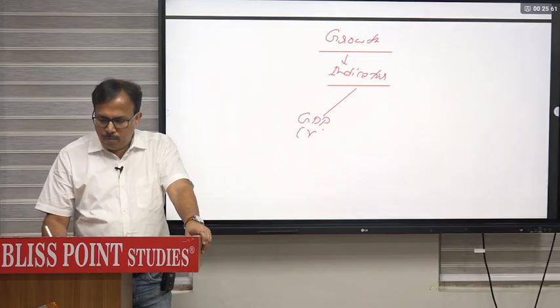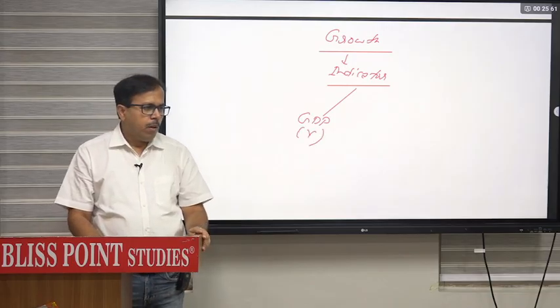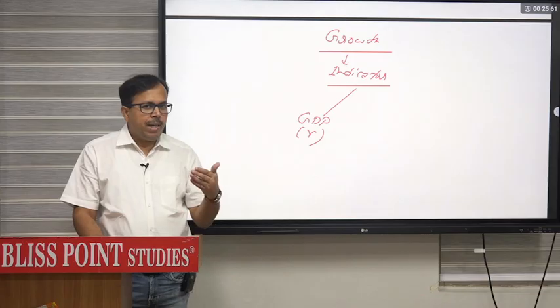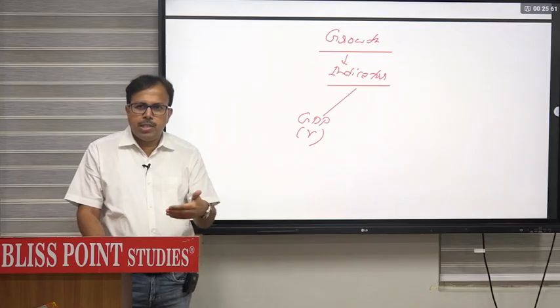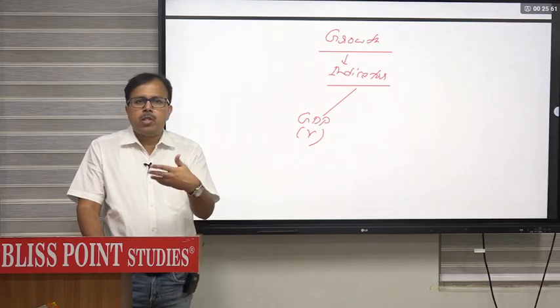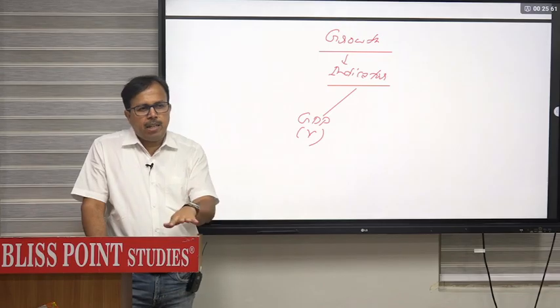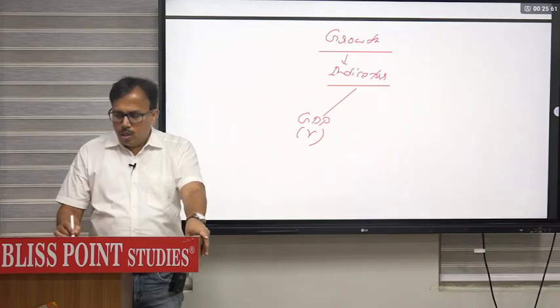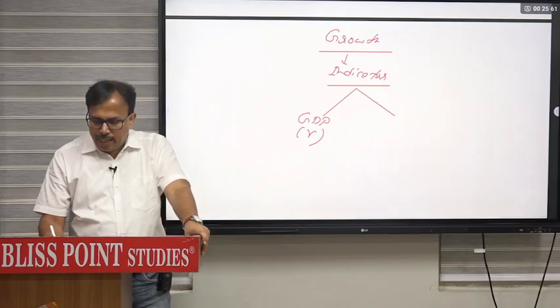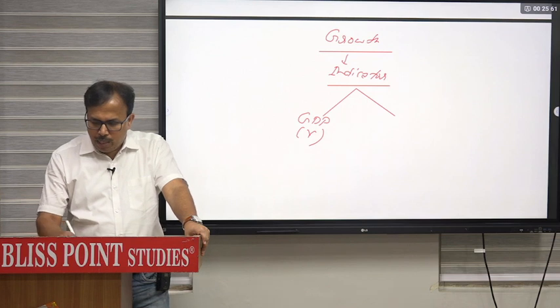GDP is denoted here by the symbol Y. But is GDP a better indicator of growth? Suppose GDP doubles, but along with that population also doubles. Then GDP per capita will remain the same. So what is a better indicator of growth? The better indicator of growth is GDP per capita.